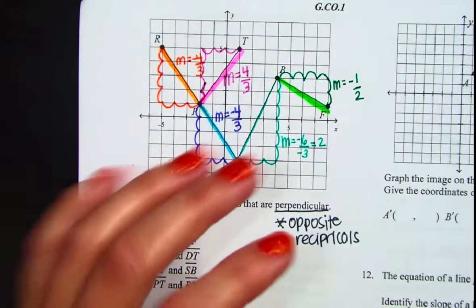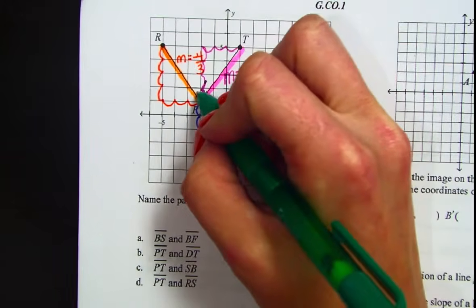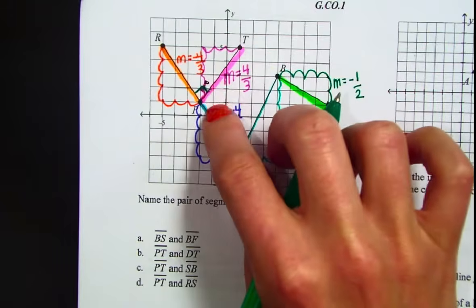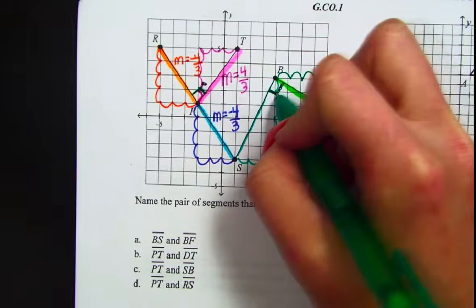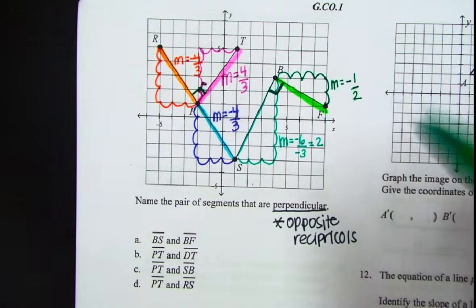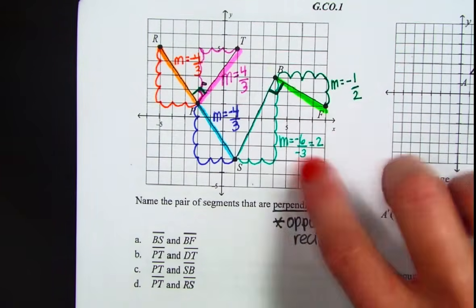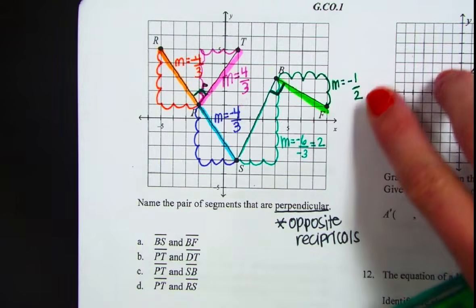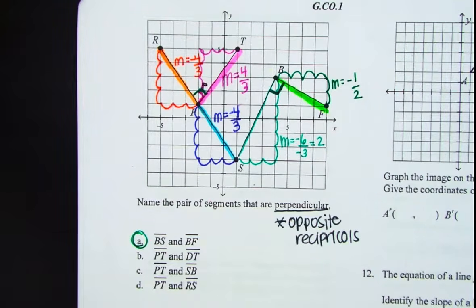So just looking for perpendicular lines, we are looking for the angles that form a right angle. So we tried to see if this one formed a right angle, but these are not opposite reciprocals, so they did not. This looks like our next best option. We can conclude that these two are perpendicular because their slopes are opposite reciprocals. So SB or BS has a slope of 2 and BF has a slope of -1/2. So these two are opposite reciprocals, so we know that is our answer.